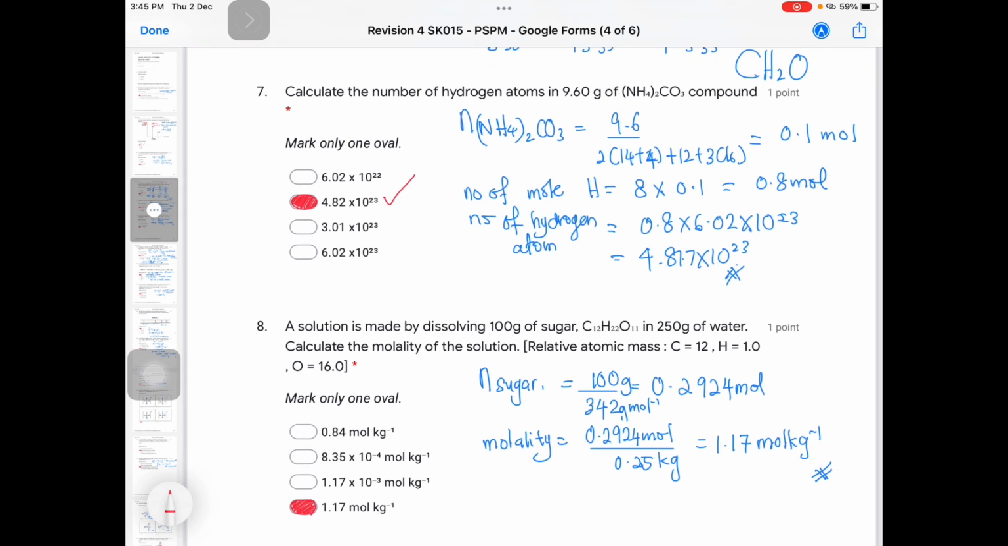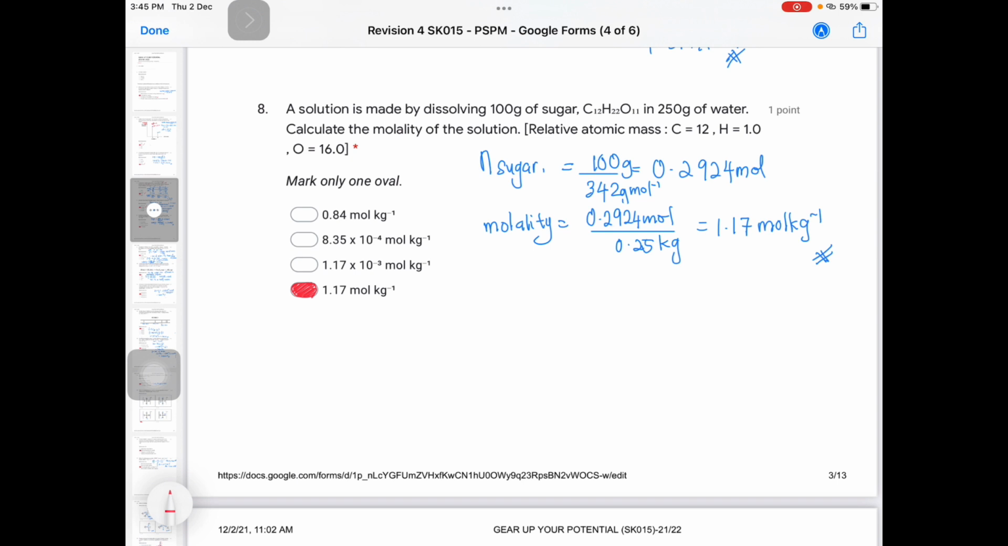Okay, next. A solution is made by dissolving 100 grams of sugar, C12H22O11 in 250 gram of water. So calculate the molarity of the solution. Jadi kita kena kira bilangan mol dahulu. Jadi bilangan mol of sugar is 100 over 342 equal to 0.2924 mol. Okay, dah dapat bilangan mol bagi dengan mass of solvent in kilogram. So kita dapat 1.17. So the answer is option yang keempat.